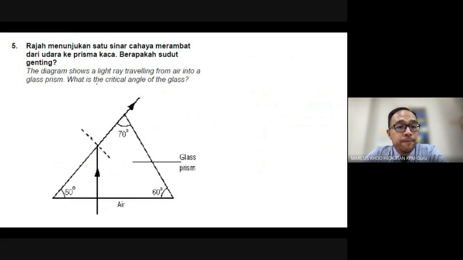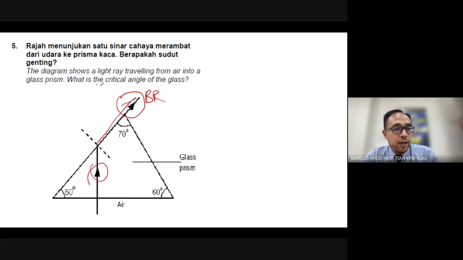All right, let's look at this. The diagram of light shows a light ray traveling from the air into a glass prism. What is the critical angle of the glass? So let's consider this first. What is happening over here? The light goes from here, then goes here. We call this boundary refraction. Boundary refraction means this incident angle is actually the critical angle, because boundary refraction is happening. So then the question of course is, how do we calculate this? After very, very complicated calculation, actually it's just 50 degrees.